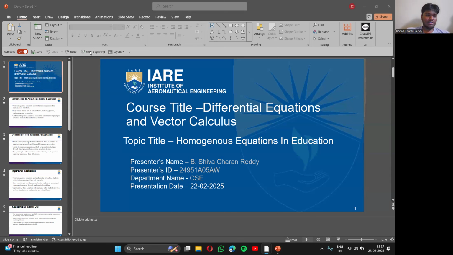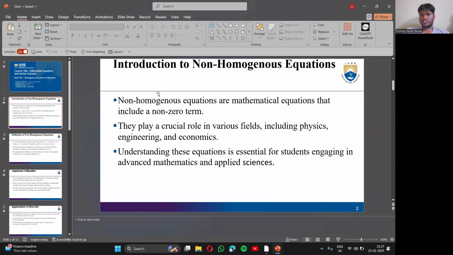And yeah, coming to the topic, introduction to non-homogeneous equations. Non-homogeneous equations are mathematical equations that include a non-zero term. They play a crucial role in various fields including physics, engineering, and economics. Understanding these equations is essential for students engaging in advanced mathematics and applied sciences.